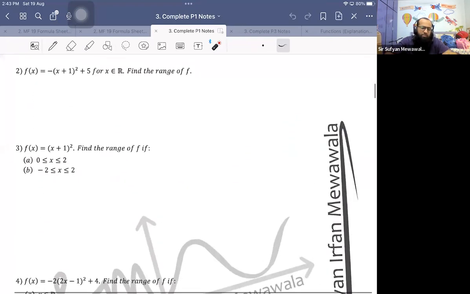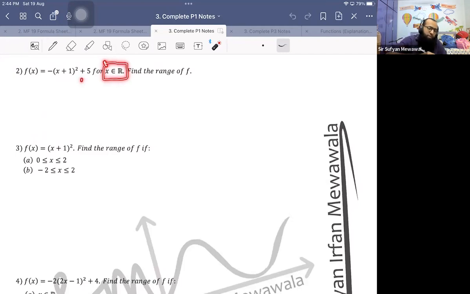Moving on towards the next example, example number 2. f(x) is equals to negative (x plus 1) whole square plus 5 for x belongs to real number. And we are told to find the range of f. मैंने क्या कहा? Whenever the domain of a quadratic function is x belongs to real number, then first of all we need to find the coordinates of turning point, and the range will be based on the minimum maximum value. Minimum maximum value is the value of y coordinate of turning point.